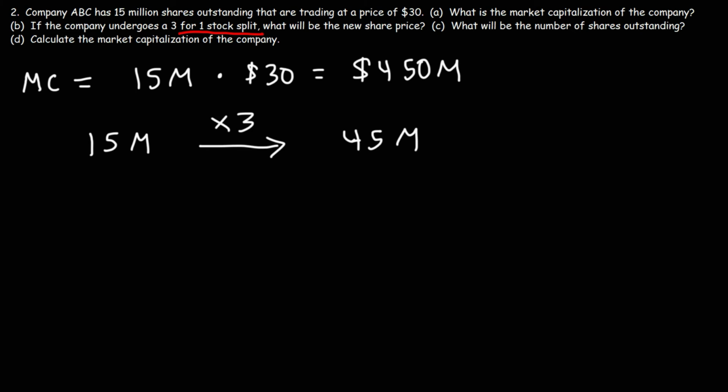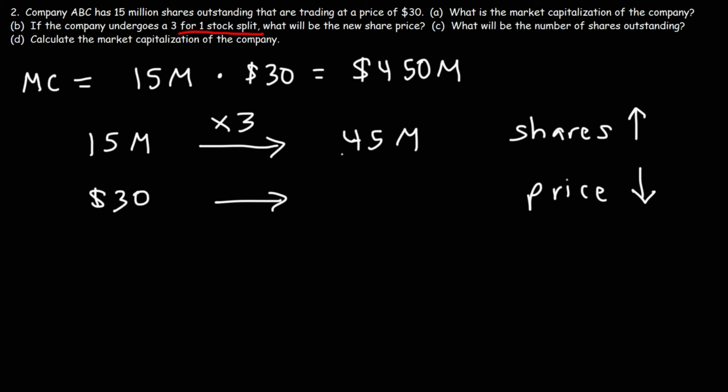Now, what's going to be the new share price? Well, we know that if the number of shares increases, then the share price is going to decrease by the same factor. The share price was initially $30, and so if the number of shares increased by a factor of 3, the share price will decrease by a factor of 3. 30 divided by 3 is 10. And now part D, calculate the market capitalization of the company.